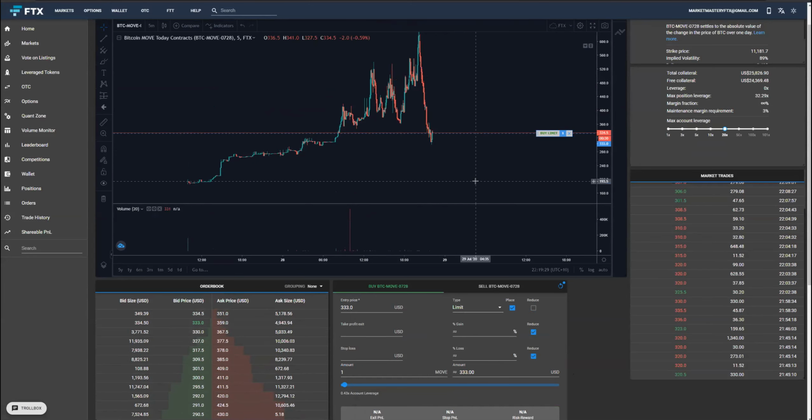Now I'm not going to have a stop loss on this, because I'm just trading a contract, and where it expires is where it expires. And we'll see how this ends up playing out by tomorrow.